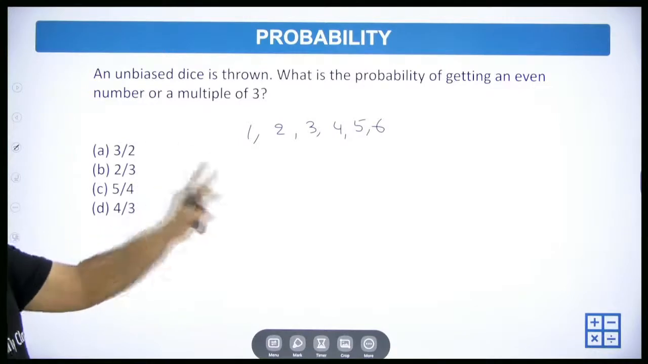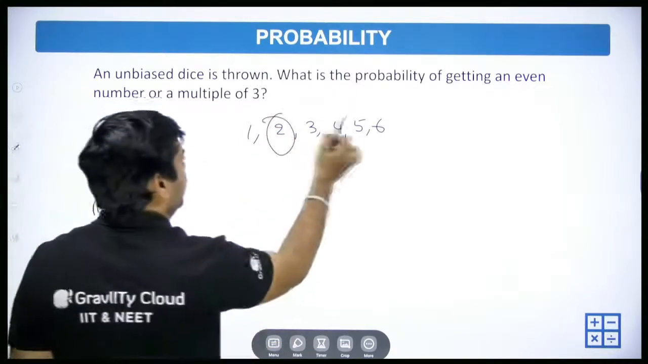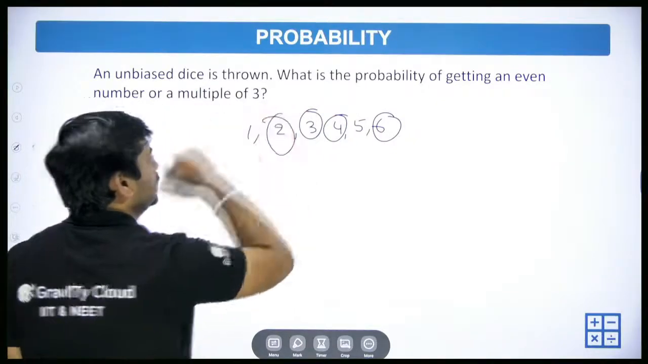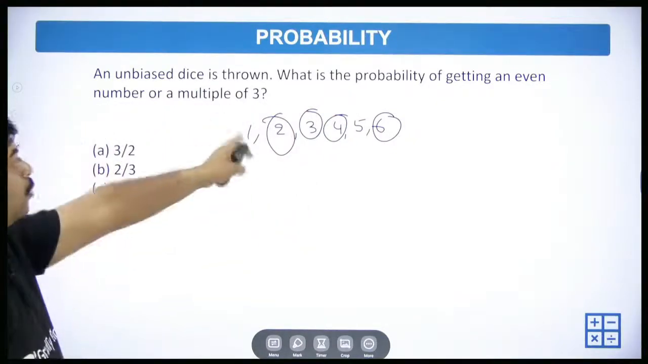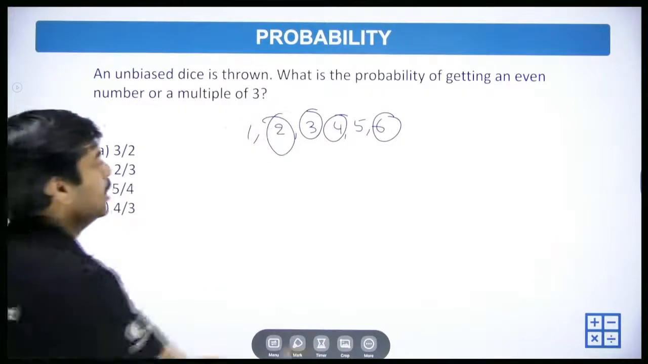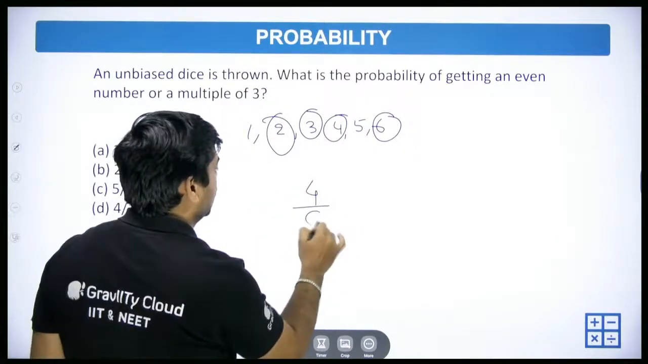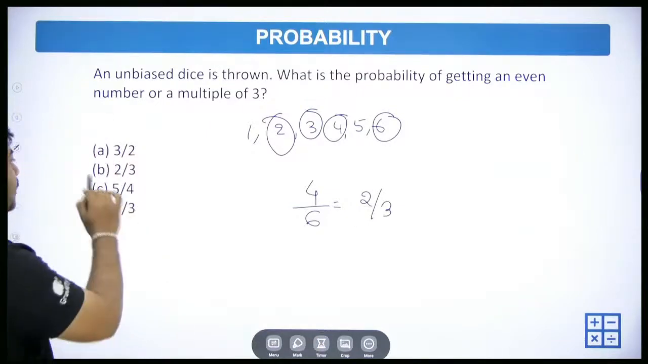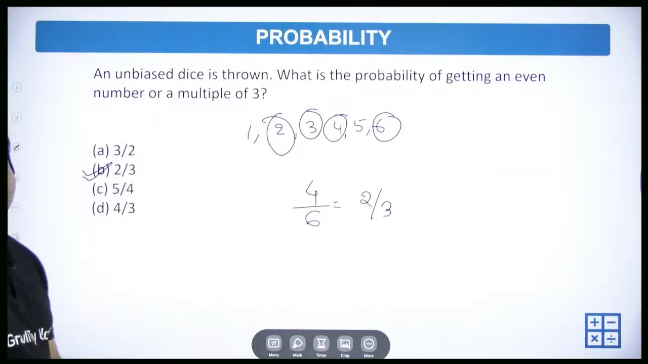What is the probability of getting an even number? So even number, even number, even number, or a multiple of 3. So 3 should be included. So we have total 4 favorable cases. So 4 favorable out of the total 6, 4 by 6, which is 2 by 3, that is the option B, right?